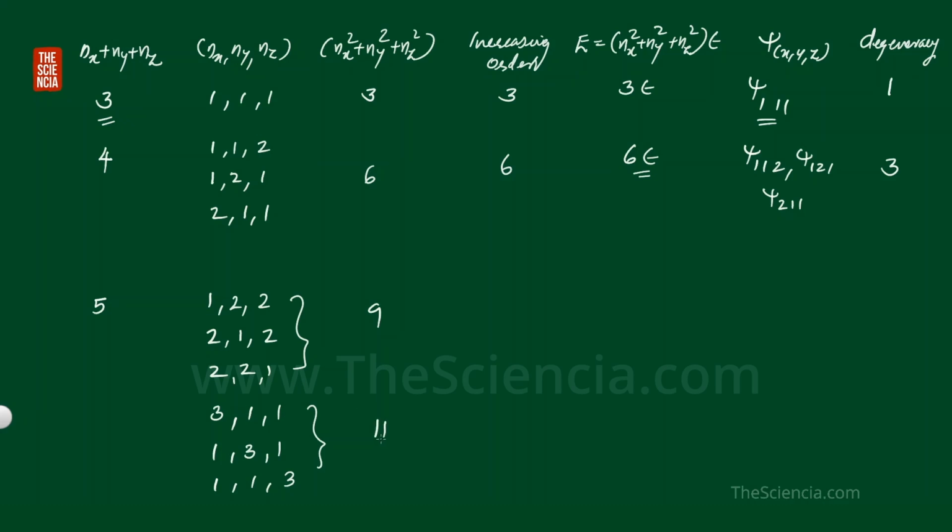So here the increasing order is 9 and 11, and the energy is 9E, and this is 11E. The corresponding wave functions are psi 1, 2, 2, psi 2, 1, 2, and psi 2, 2, 1. All these three states have the same energy 9E, so the degeneracy is 3. And for 11E also, the wave functions are psi 3, 1, 1, psi 1, 3, 1, and psi 1, 1, 3. All three states have the same energy, so the degeneracy is 3.